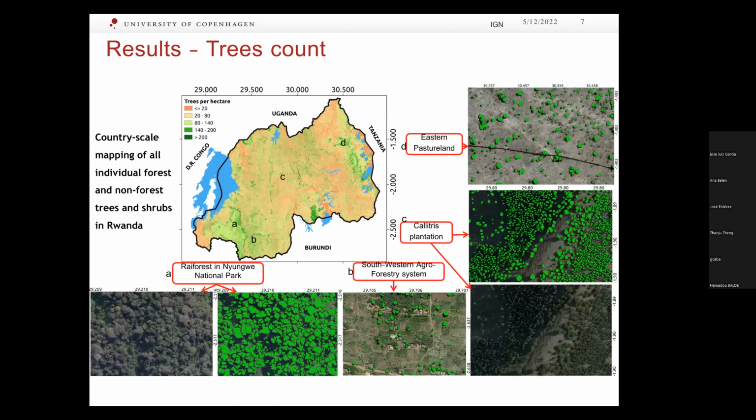So these are the results, and here is an example of the different tree densities we have. Here on top right, this is an example in pasture, in savannah and shrublands, and this is a characterised plantation forest, and then we have farmlands, and then we have another example in the lower left corner in a rainforest.